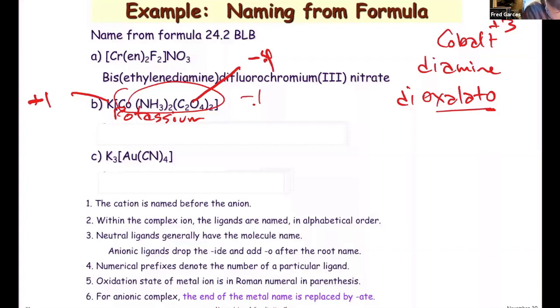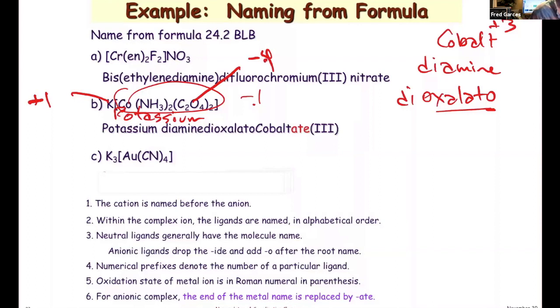Here we would say potassium diamine dioxalato cobaltate. I forgot that. Why cobaltate? Because it's the anionic portion of the name. Cobaltate 3. Let's do the last one.